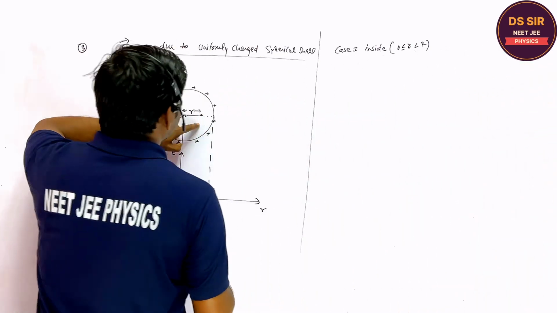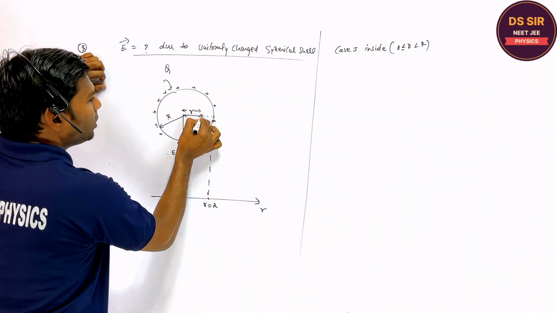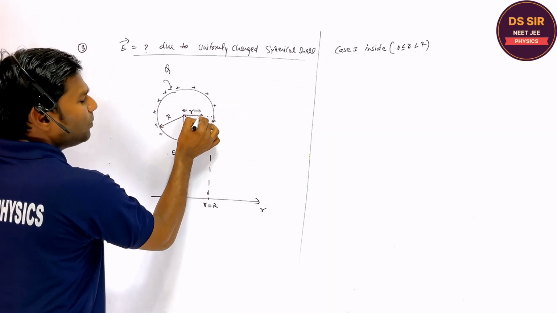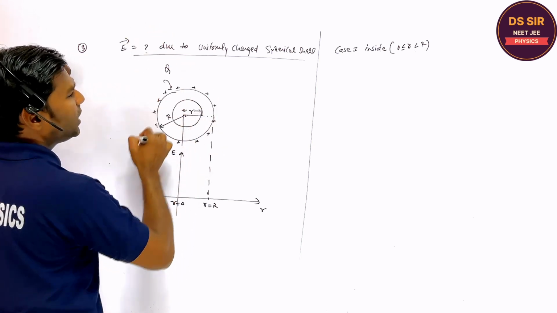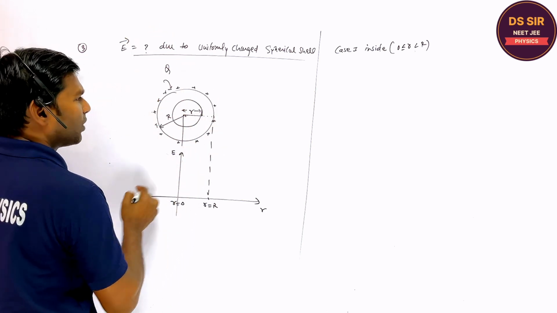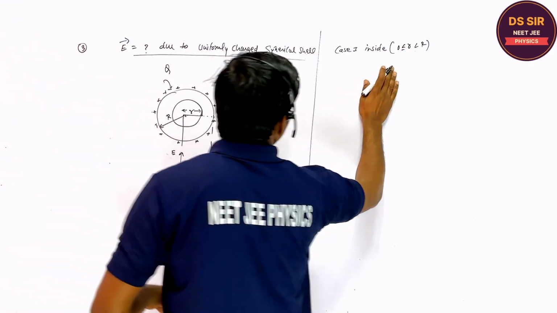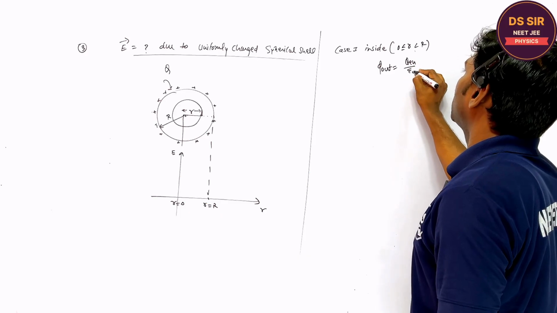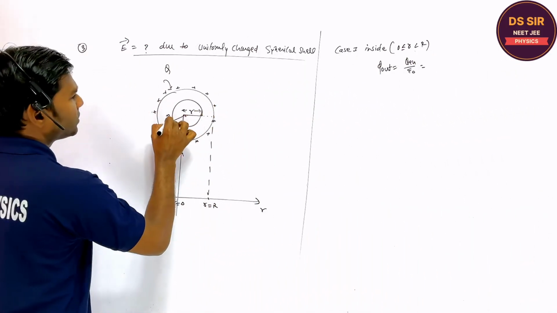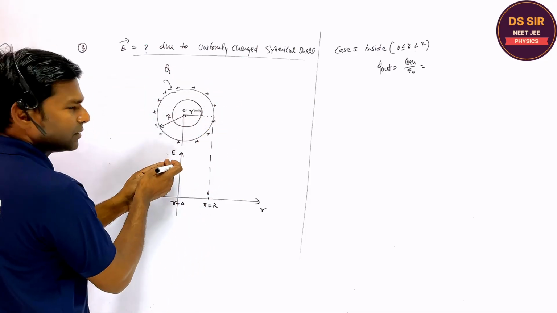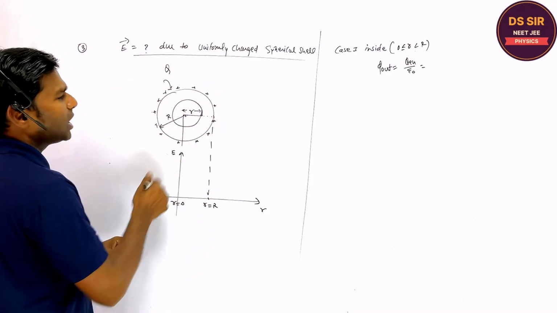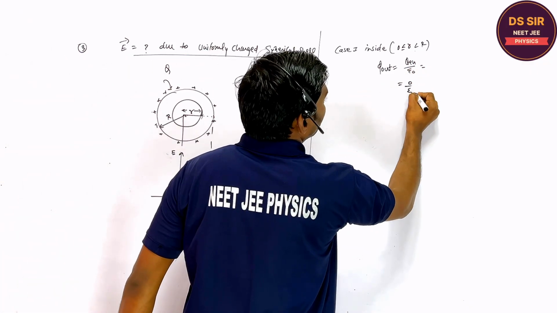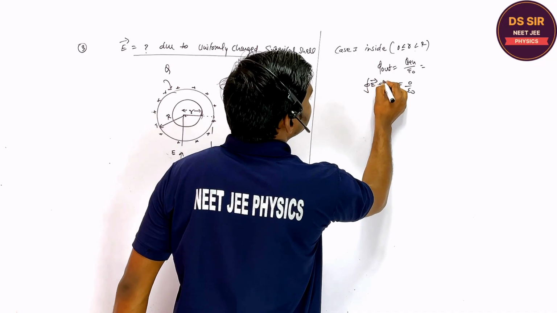So for inside, to find the electric field, the charge distribution is symmetrical, so the electric field is radially outward. What type of Gaussian surface will you take? You will take the spherical Gaussian surface, right? Here you will apply Gauss's law. The net outward flux is equal to charge enclosed divided by epsilon naught. So if this is the Gaussian surface, all the charges are outside. What is the charge enclosed by this Gaussian surface? The charge enclosed is 0.